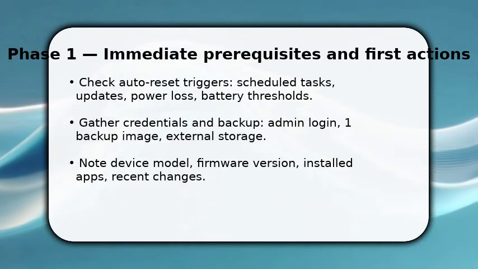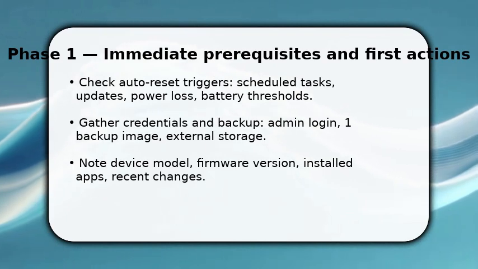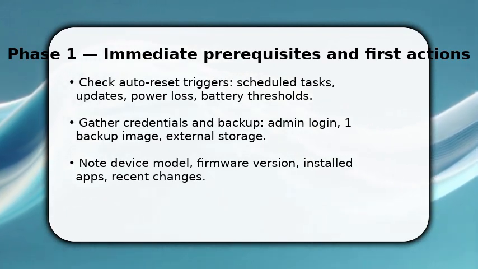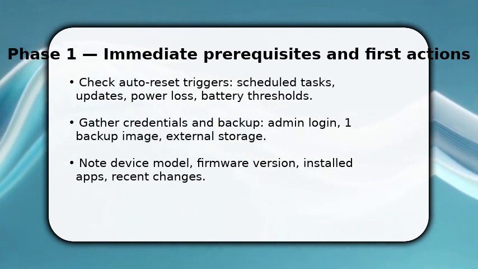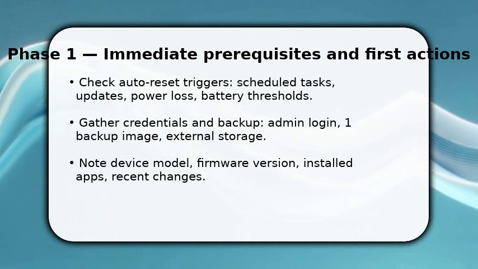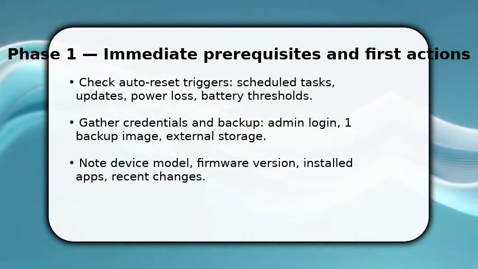You start by identifying why the system resets automatically. Check scheduled tasks, updates, power events, and battery thresholds. Once done, gather admin credentials and create one backup image to external storage so you can restore if needed.